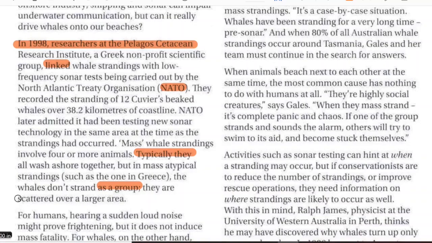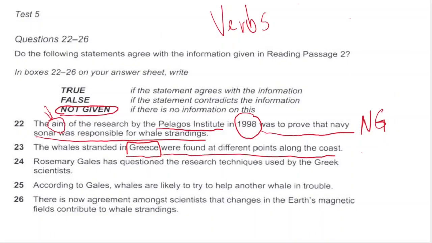They are scattered over a large area. So which means that these whales did not strand in a group, together in one group, but they were scattered along over a large area, which means the same thing as found at different points along the coast. Scattered over a large area means the same thing as found at different points along the coast. So this question is very clearly true.